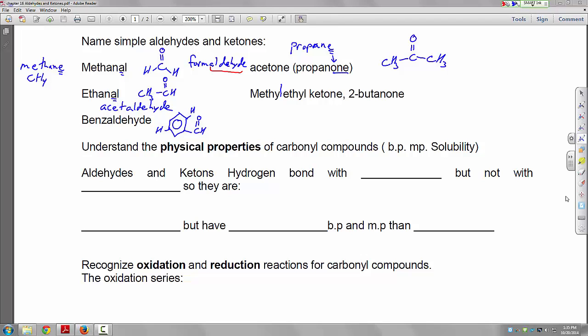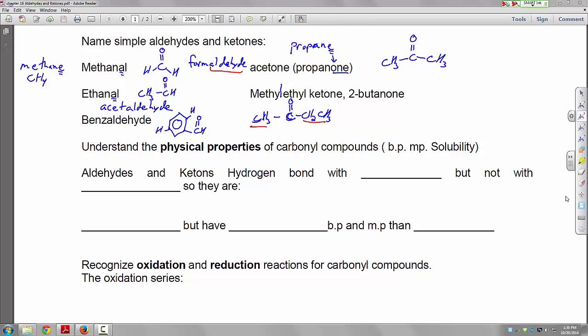Should be methyl, should be an L there. Methyl ethyl ketone or 2-butanone. So when you get to more complicated ketones, there's a couple different ways we can name them. You can name the alkyl group. This is not working. The alkyl group that's in either end or on either side of the carbonyl. So we have an ethyl group, we have a methyl group. This should actually be ethyl methyl ketone.